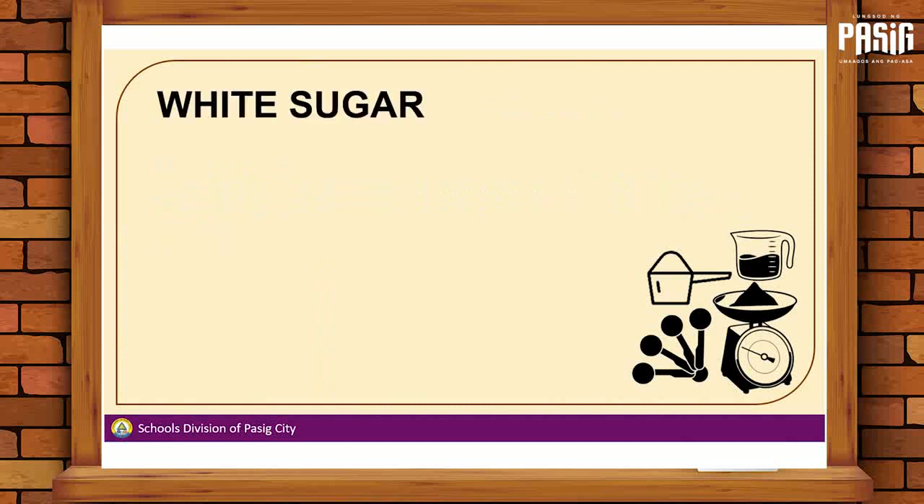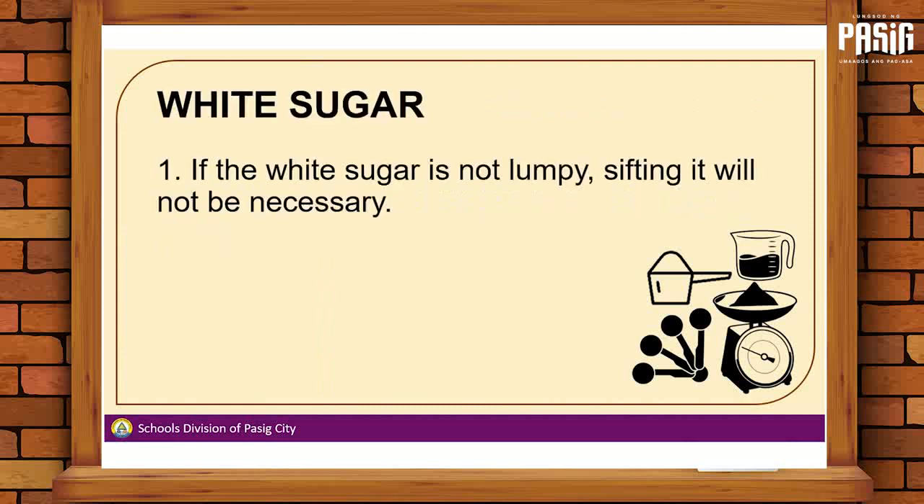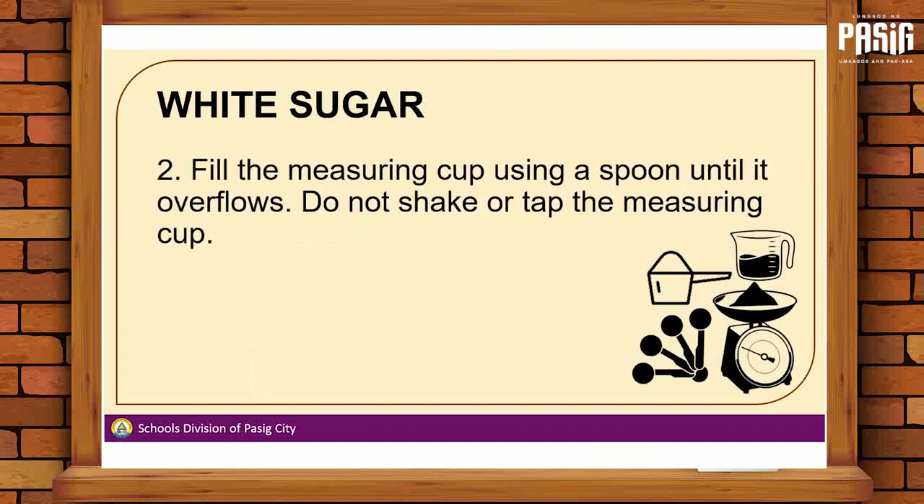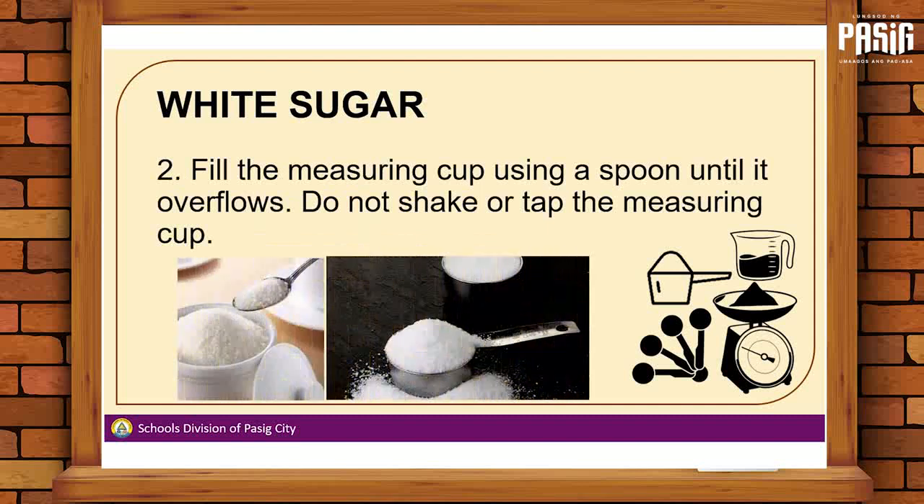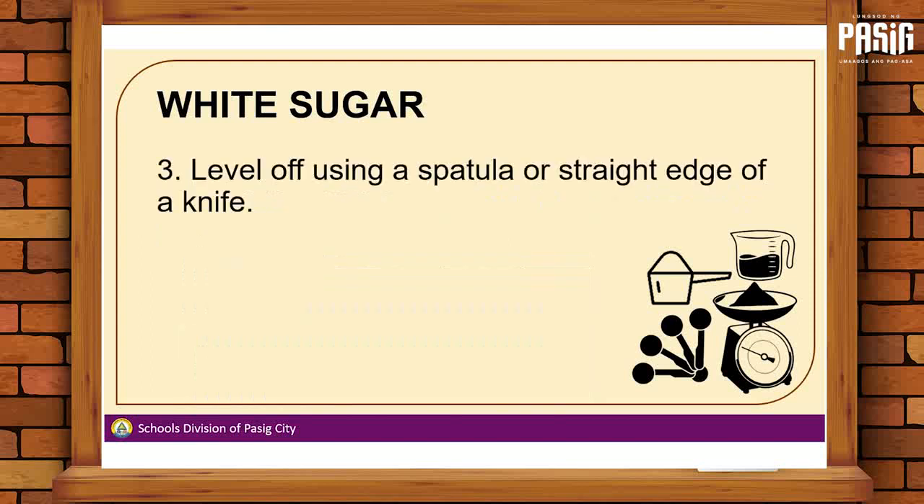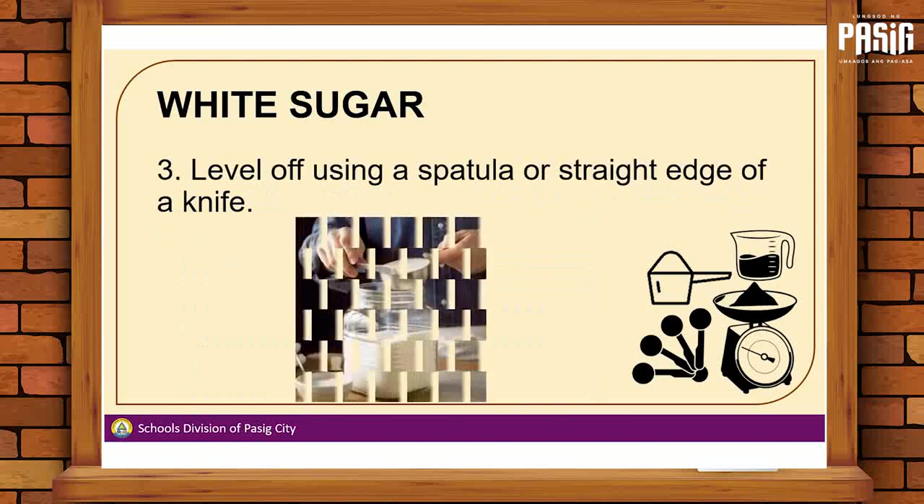For white sugar, 1. If the white sugar is not lumpy, sifting it will not be necessary. 2. Fill the measuring cup using a spoon until it overflows. Do not shake or tap the measuring cup. And 3. Level off using a spatula or straight edge of a knife.